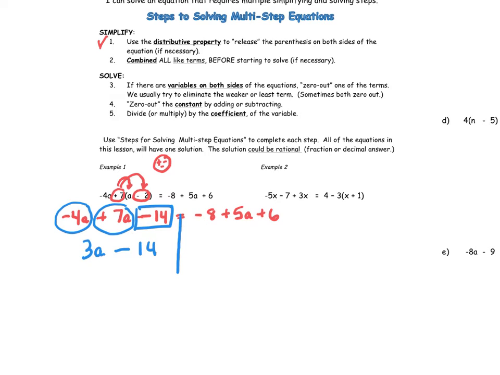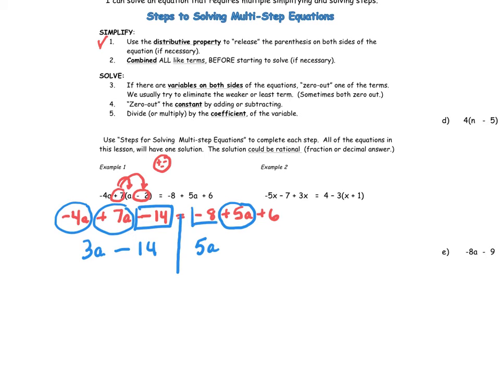I prefer to start with my term with a variable. You don't have to do that, but I prefer to start with it. So I'm going to look on this side. This is the only term that has an A in it. It's plus 5A, so I'm going to write it as positive 5A.